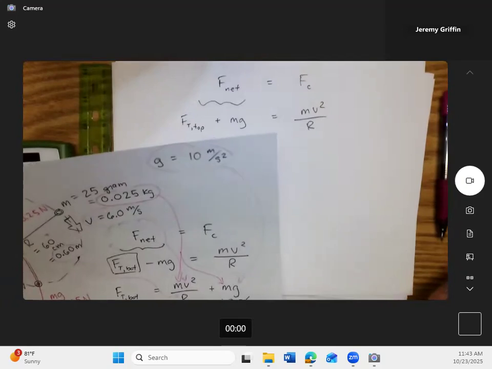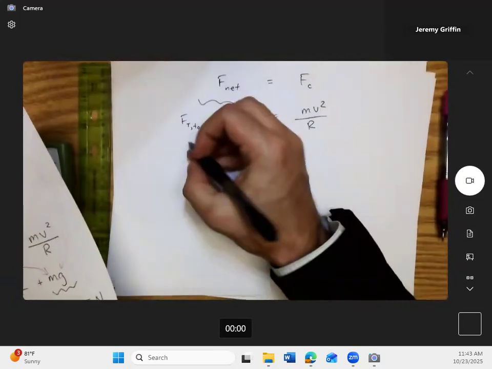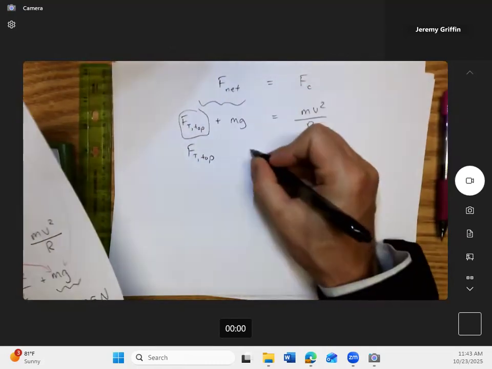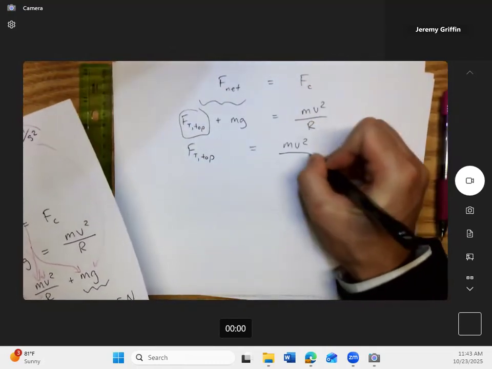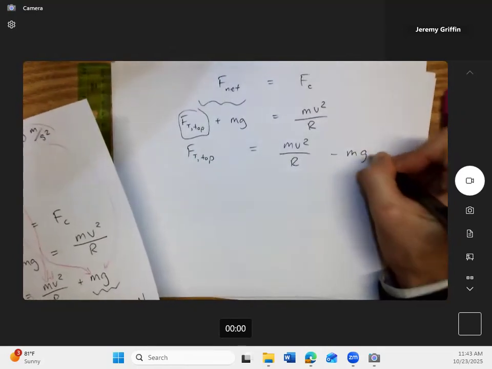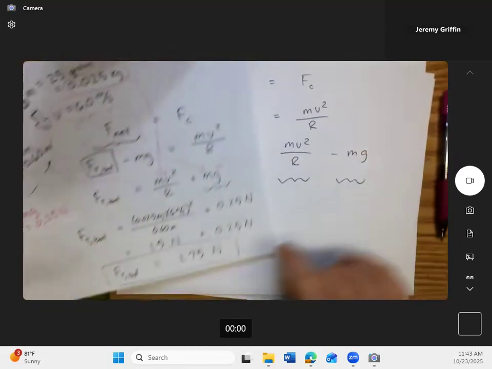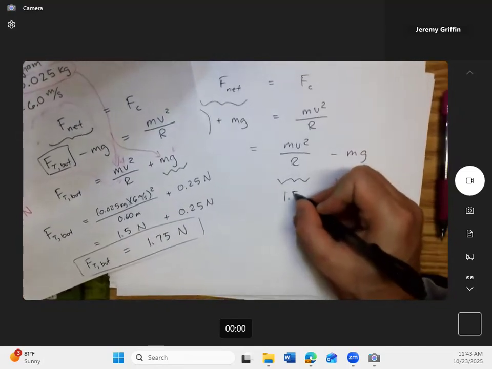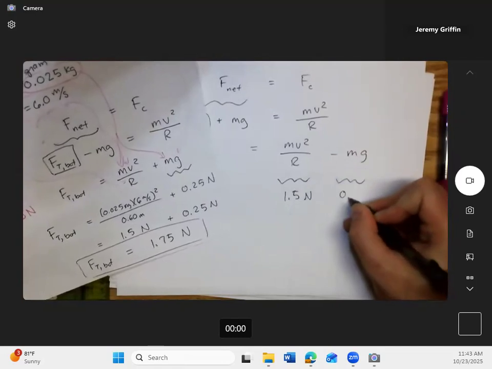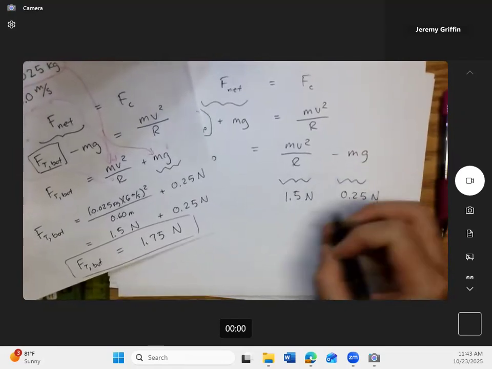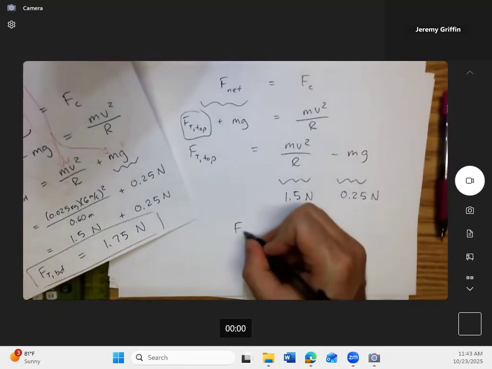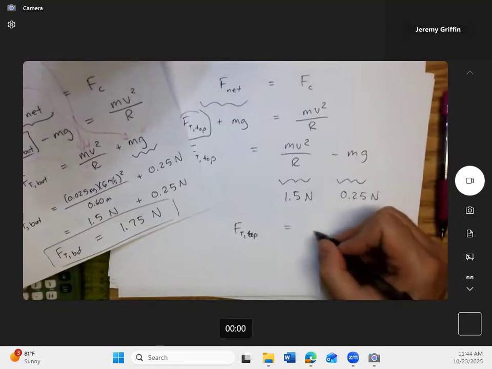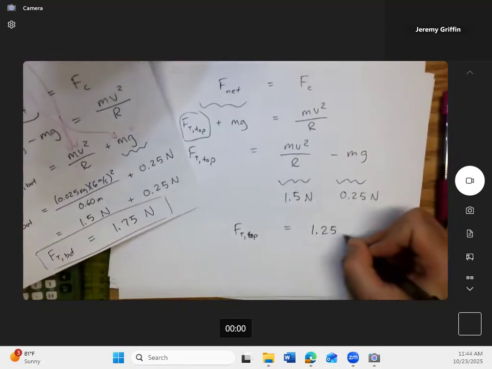All right. So then Ft top, which we're solving for, would be mv squared on r minus the weight. I have values for each of these already because I got them right here. I know this comes out to 1.5 newtons, and this here comes to 0.25 newtons. So should that be Ft bottom or top? Ft top, I think, is 1.25 newtons. Right? You guys think so?